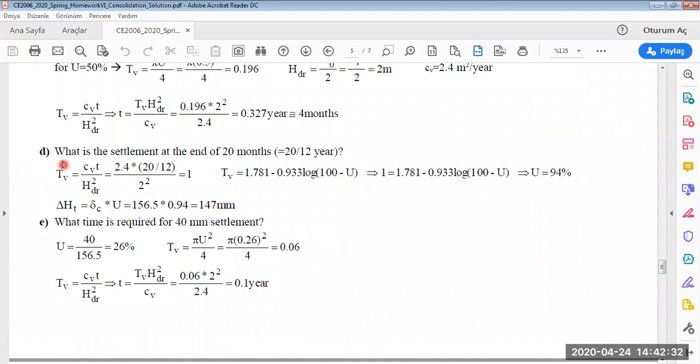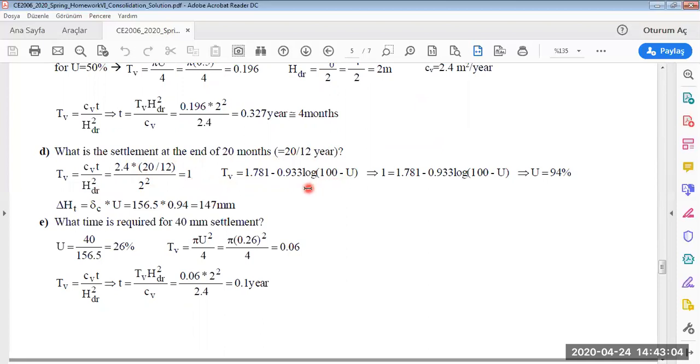Now we're going to calculate the amount of the settlement at the end of 20 months. Here is the conversion. In this formulation, we use T in terms of years, so please be careful about the conversion of the times. Here are the months, and here is the conversion to years. This time factor is evaluated as 1.